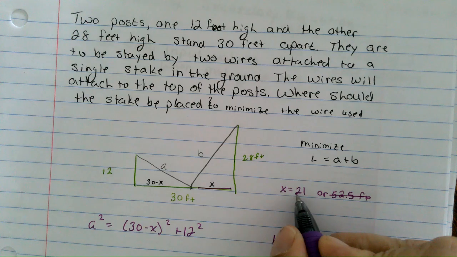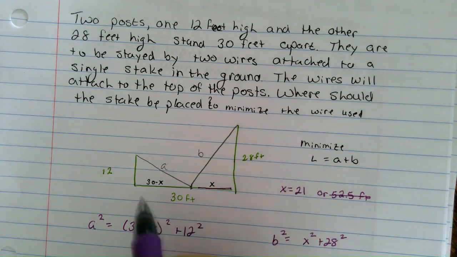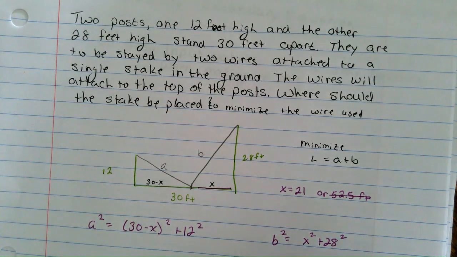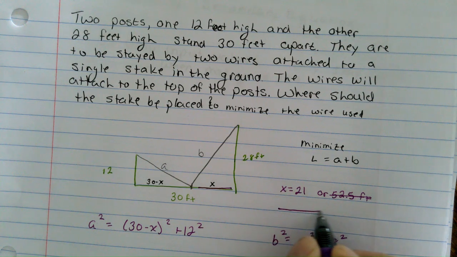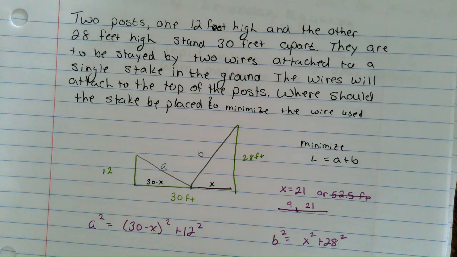So we're going to want to be 21 feet away from the 28-foot post, which leaves us 9 feet away from the 12-foot tall post. So we want to split it up to where it's 9 and 21. That way we can use the least amount of wire possible and still get the job done.